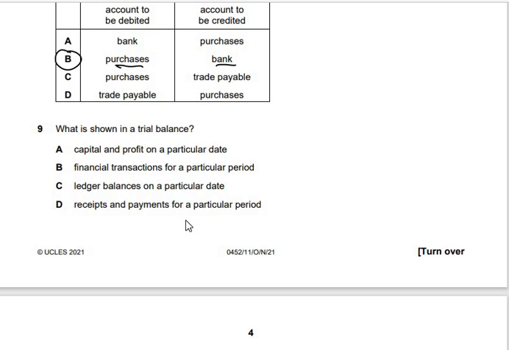Number 9, what is shown in the trial balance? Remember the trial balance. Capital and the profit on a particular date? No, this is not the answer. Financial transaction for a particular period? No, but it's the ledger balances on a particular date. Remember, the trial balance is a list of balances of ledger accounts on a particular date.